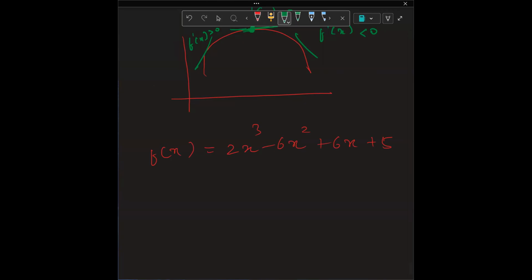See, when you derivate this, you will get 6x square minus 12x plus 6. After this, what step will I take? How can I convert this so that I can get a square quantity? So this is a quadratic equation.